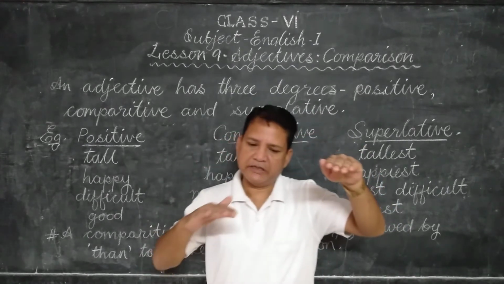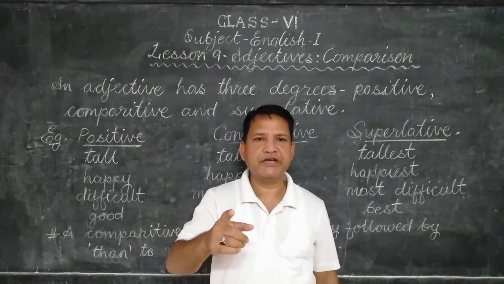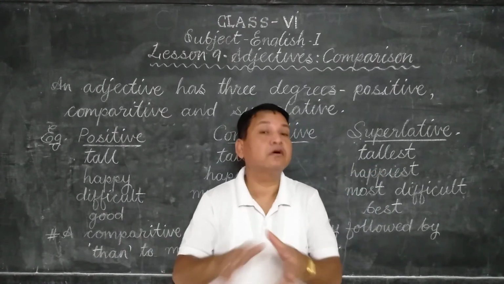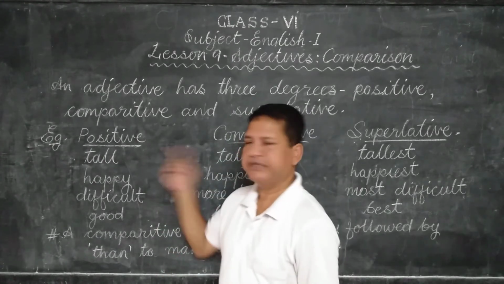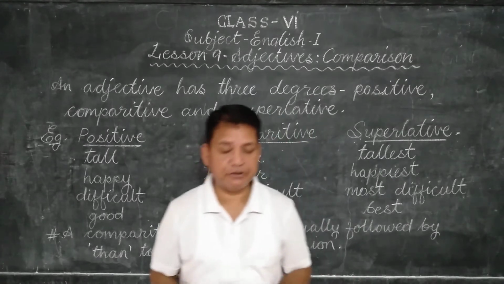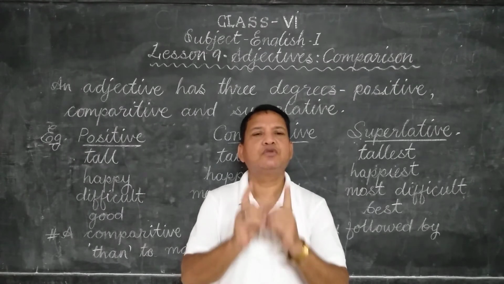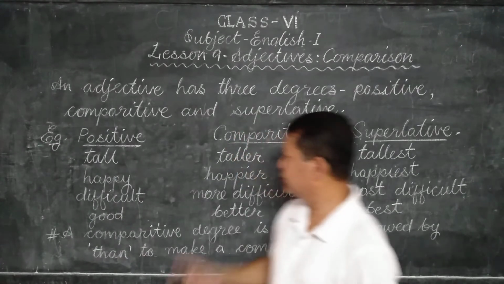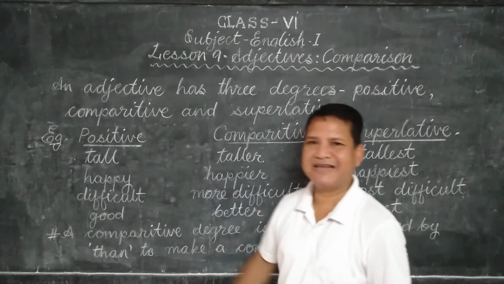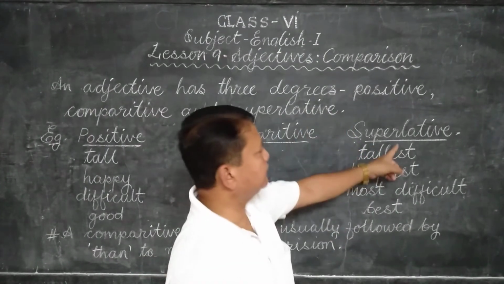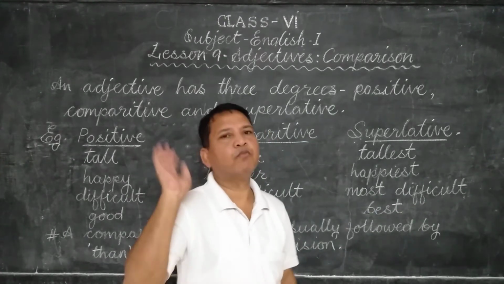Narayan Juju is taller than Kanak. Kanak is shorter than Narayan Juju. Has the meaning changed? No. This is called comparison. When we are talking about a single person, singular, we use the positive degree. But when you are comparing between two things, two persons, two places, or two objects, we use comparison. And for that we have to use the word than.